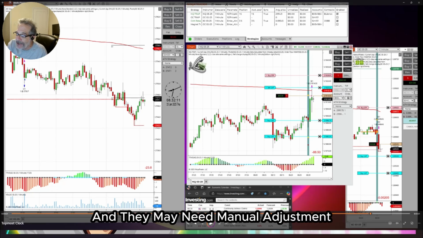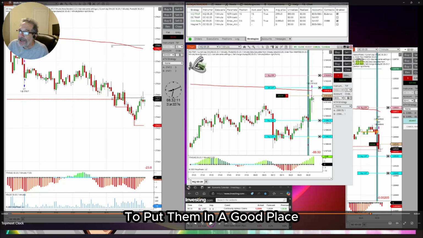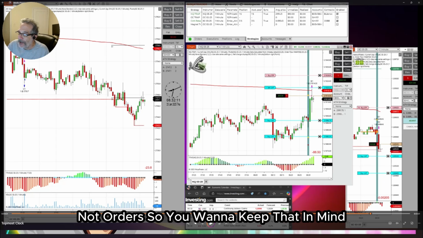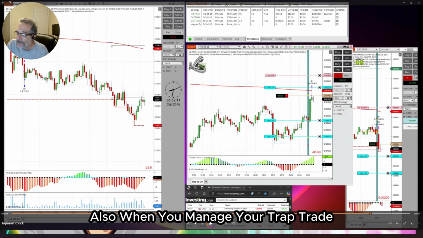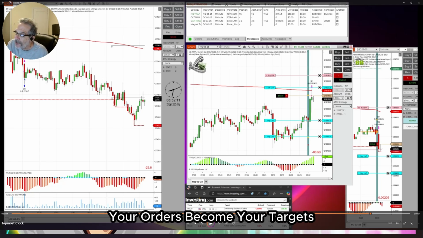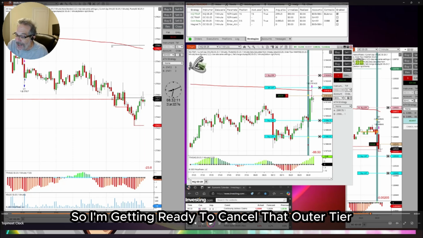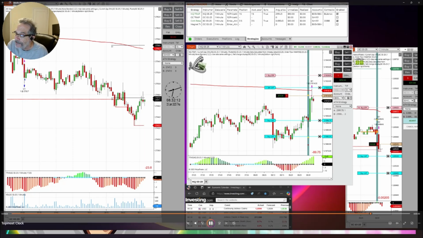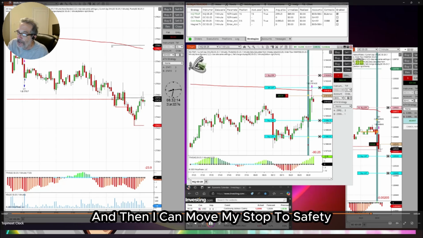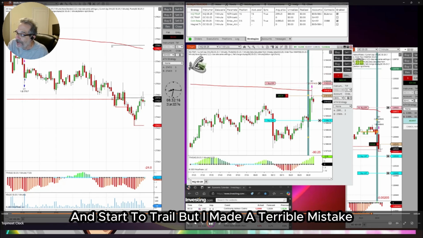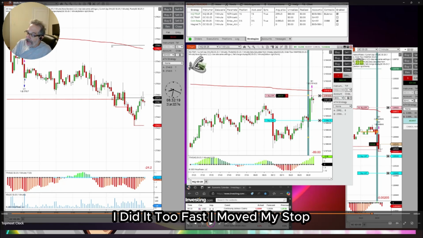And they may need manual adjustment to put them in a good place for them to be acting as targets, not orders. So you want to keep that in mind also when you manage your trap trade. Your orders become your targets. So I'm getting ready to cancel that outer tier, and then I can move my stop to safety and start to trail. But I made a terrible mistake. I did it too fast.